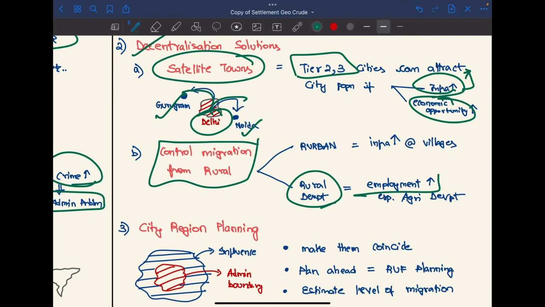Next, we should control migration from the rural areas by improving rural development. Therefore, providing employment in rural areas, especially agricultural development, must be done here. Next, a rural scheme that is providing urban amenities in the rural areas should be seriously looked into.